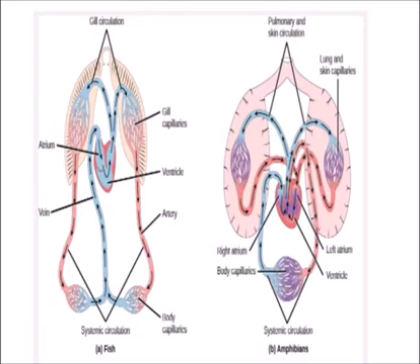Amphibians have a three-chambered heart that has two atria and one ventricle, rather than the two-chambered heart of fish. You can see fish have a two-chambered heart. Amphibians have a three-chambered heart. I think you should take your time after this lecture to look at the differences.